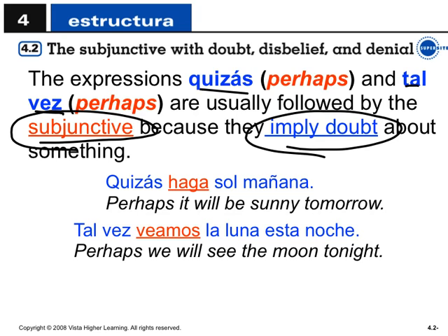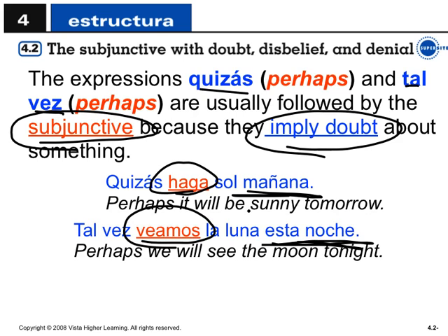So, quizás haga sol mañana. Perhaps it will be sunny tomorrow. Notice the subjunctive there. Tal vez, which also means perhaps. Tal vez veamos la luna esta noche. See, so we're talking about the future, and so the subjunctive is used.